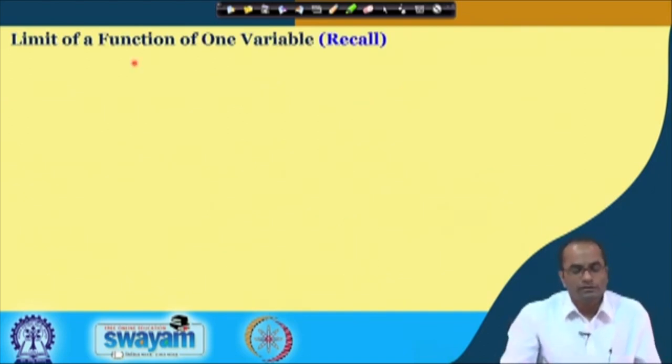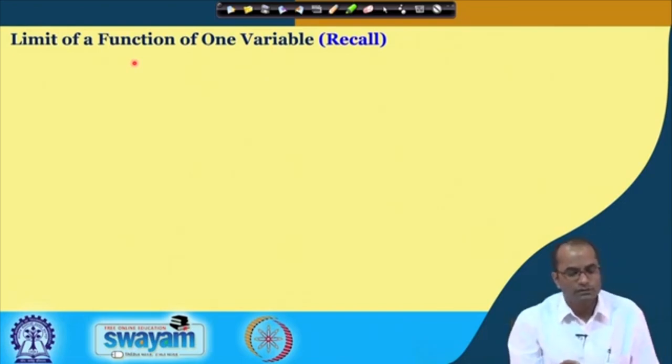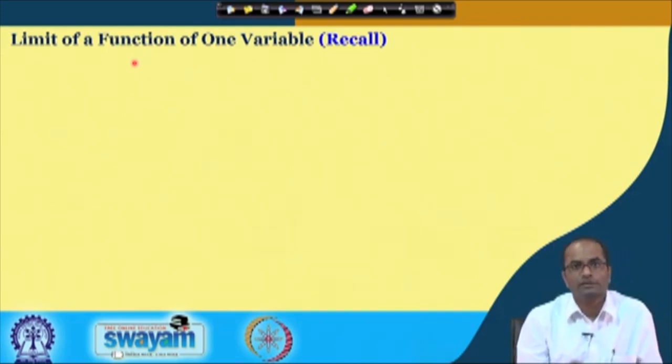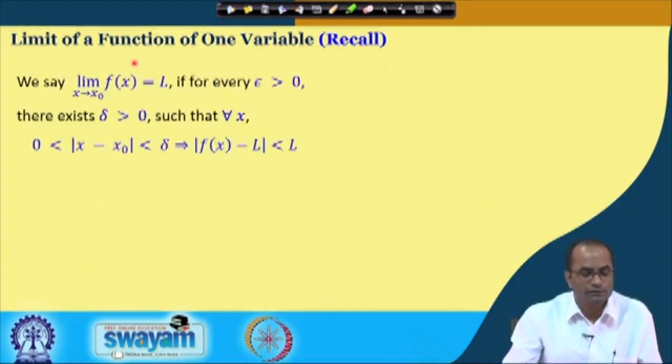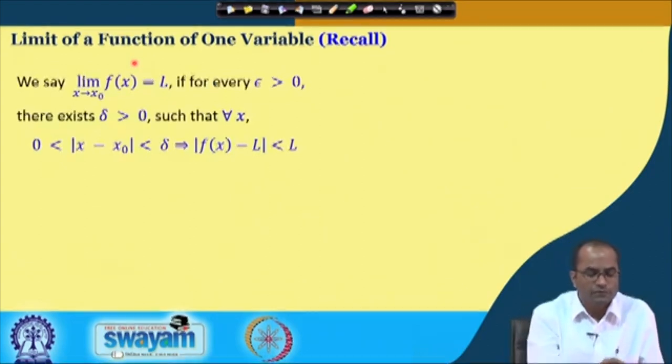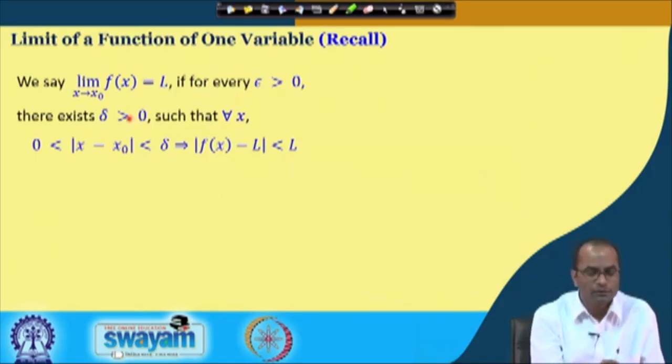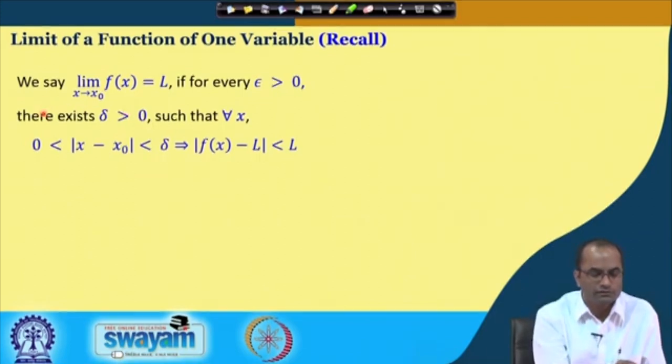So, limit of a function of one variable. Before we introduce the concept of the limit for functions of two variables, it is important to first discuss the limit of a function of one variable. And mainly we will now focus on this delta epsilon definition of the limit, which is very important to discuss the limit for functions of several variables.